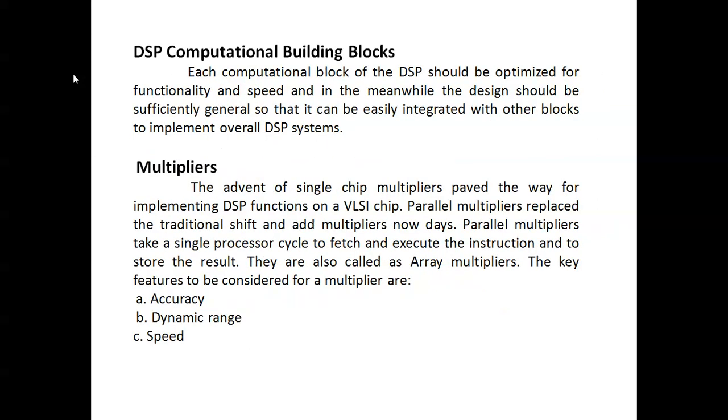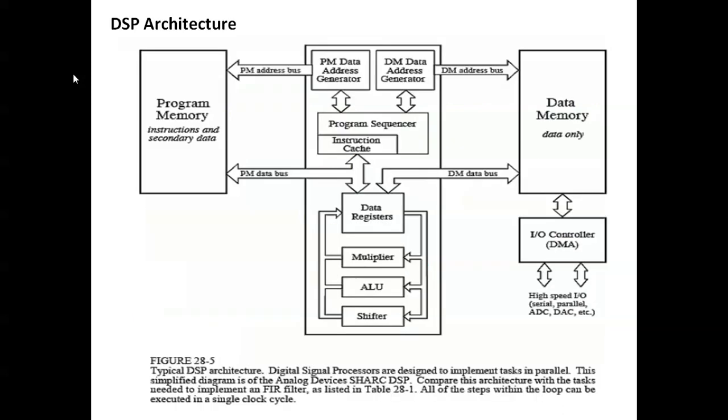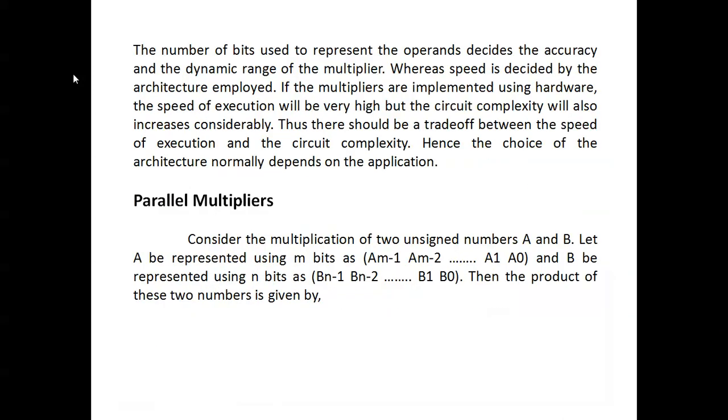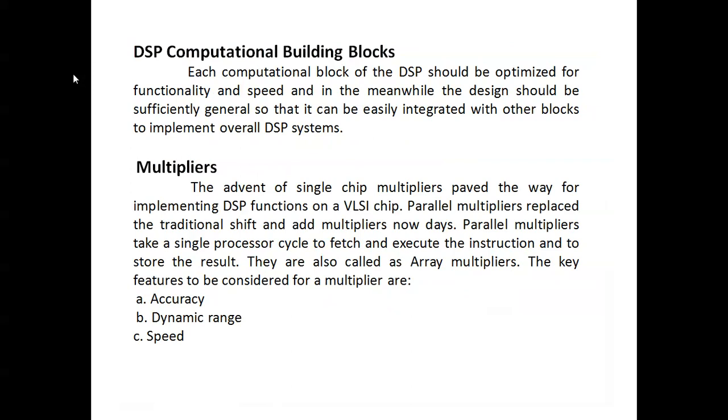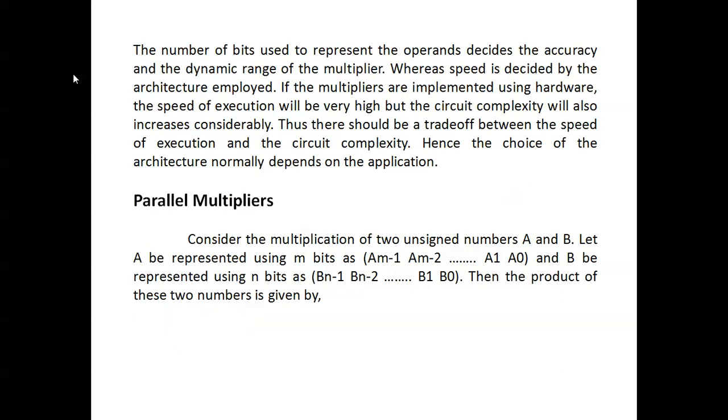So, DSP computational building blocks. In the basic architecture, they have data registers and also a multiplier, ALU, and shifter. The multiplier is the main advance in single-chip DSP, paired with the way of implementation of DSP functions on a VLSI chip, and parallel multipliers nowadays replace the traditional shift-and-add multipliers. Also, the multipliers have accuracy, dynamic range, and speed.